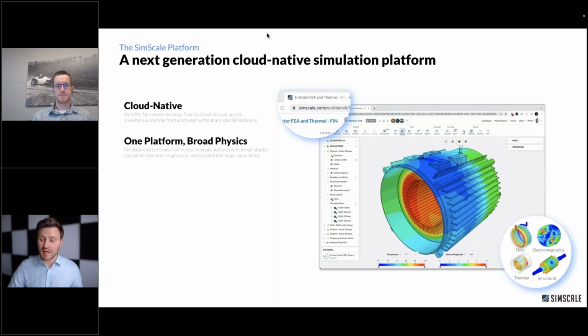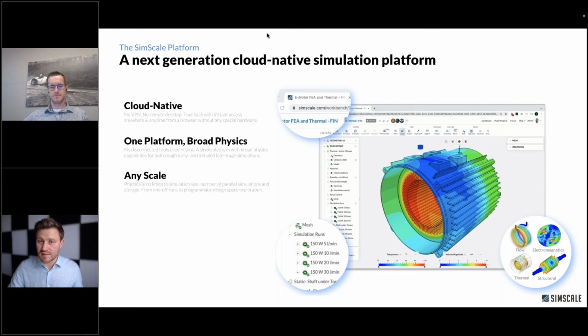Also, we provide a single platform that has broad physics capabilities. So what does this mean? Well, it means that in one UI, in one project, you can have multiple simulation types, ranging from CFD to structural analysis to electromagnetics and thermal analysis capabilities. In some tool sets, if you know how to use the FEA structural analysis, you don't necessarily know how to use the CFD analysis. In SimScale, so long as you know how the physics works, the UI and everything all works the same way.